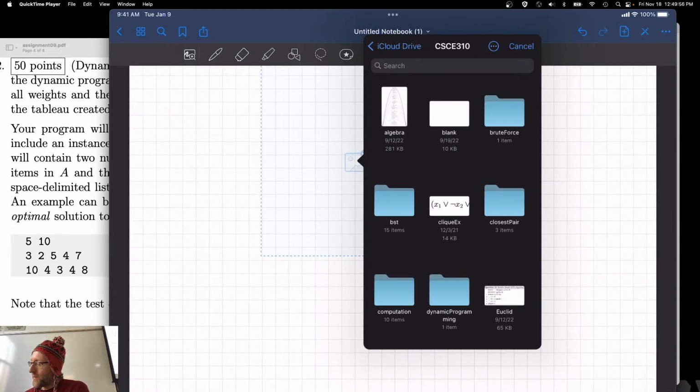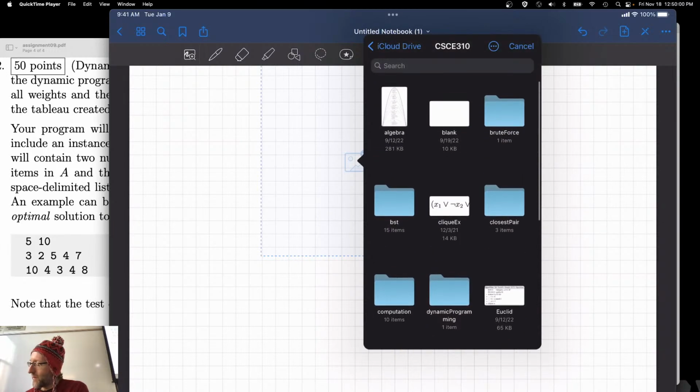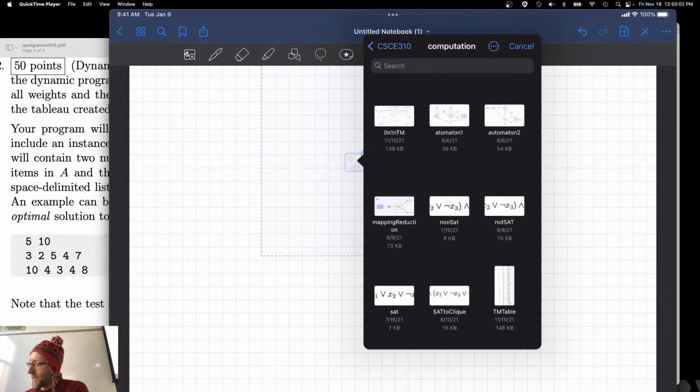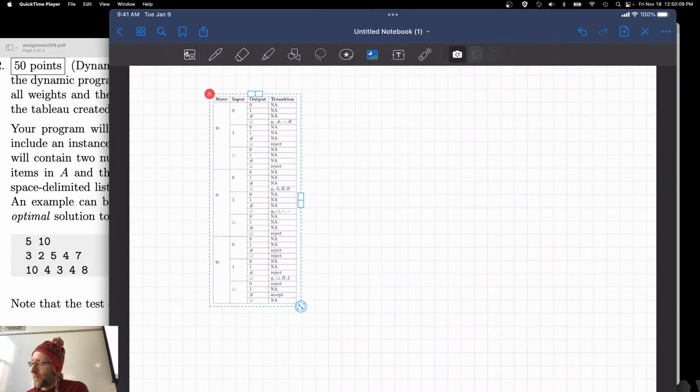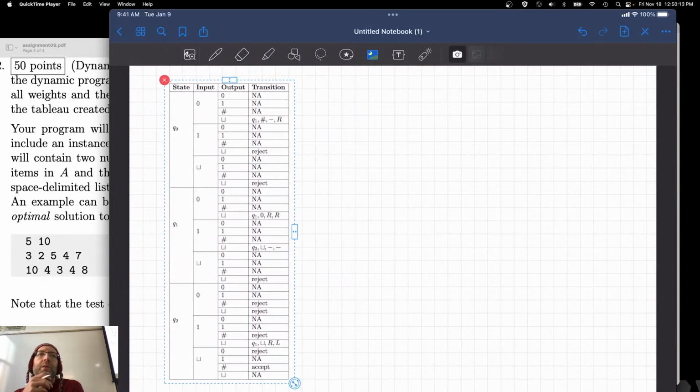Let's go over here to, where's my computability? Should be in computability. It's a 7-tuple, right? All right, what does it look like? This is the version I want. There's a Turing machine, right? All it is, is a table of transitions, right? What could you do to that table?